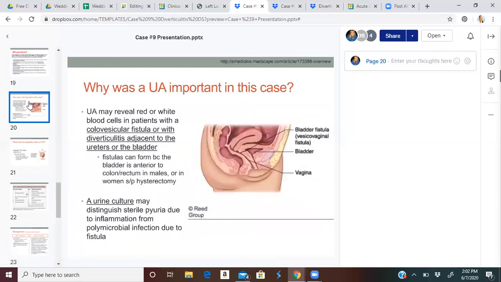Another interesting aspect was we got a UA, and a UA can be important in an acute abdominal process because you can find things like pyuria with appendicitis, as well as with diverticulitis. So it was important for us to get a urinalysis to make sure that we weren't seeing some type of worsening of the diverticulitis or rupture, leading to potentially fecal matter being absorbed into the urine or seen in the urine. So urine culture will help you distinguish sterile pyuria due to inflammation from some type of infection from a fistula. So this can be helpful in sussing out your degree of severity of something like diverticulitis.